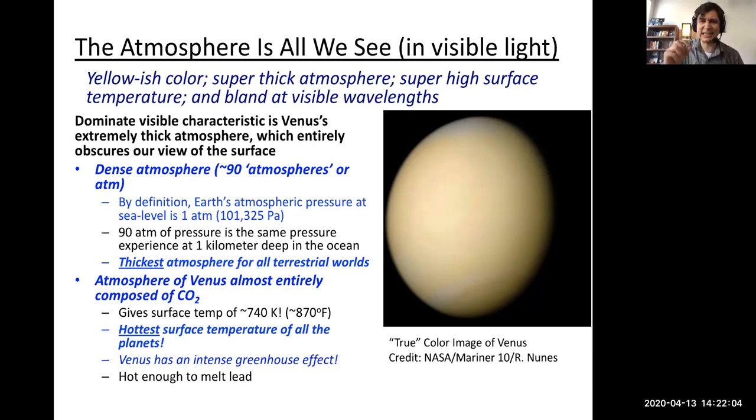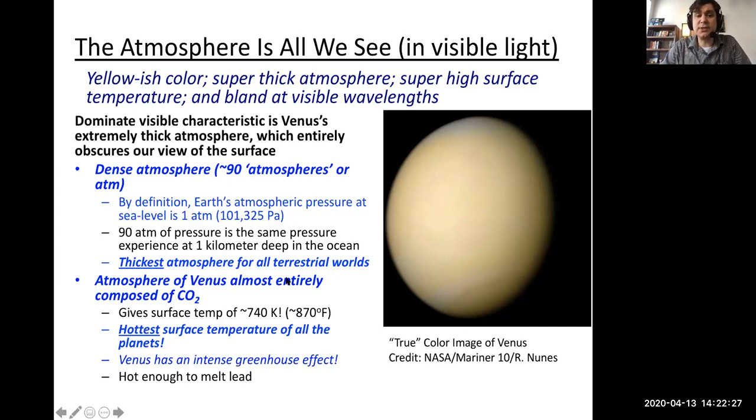This is the thickest atmosphere of all the terrestrial worlds. And anytime we're talking about something that's unique to a planet, like an "-est," a thickest atmosphere, you should know that for exams. So for exam 3 and the final, you should know that Venus has the thickest atmosphere of all the terrestrial worlds.